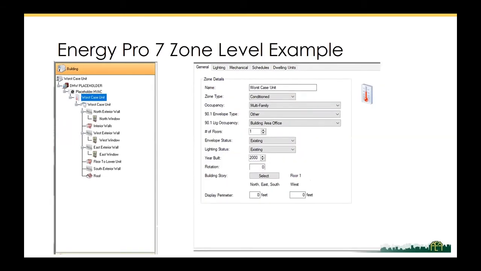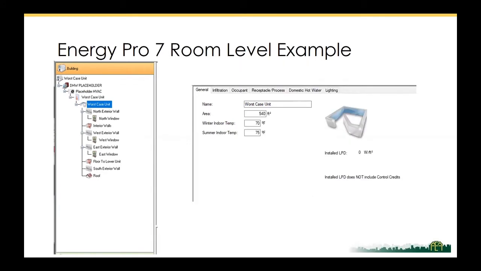Now we're getting into stuff that actually matters. Worst case unit. We need to make sure that the zone type is conditioned, occupancy multifamily. You can do single family or multifamily. And then year built: it was built in 1998. It's not going to make a difference if you put 2000. So now we need to put in our area, 540 square feet, and our winter indoor temp. Default is 68. You have to upgrade it to 70.